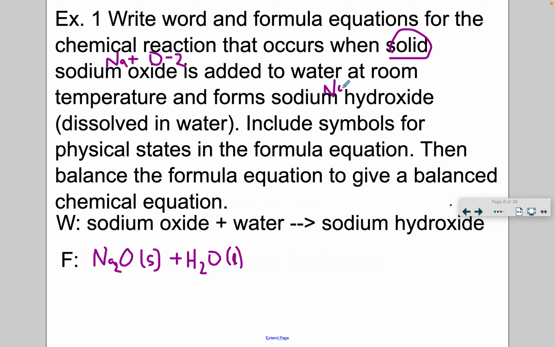So sodium is Na, and you're like, oh, what's hydroxide? Oh, hydroxide is a polyatomic ion, and it is OH, and it does have a -1 charge, and sodium has a +1 charge, so the charges balance out, so we are good. We just need one of each. So I have NaOH.